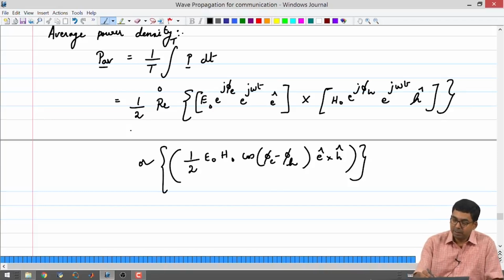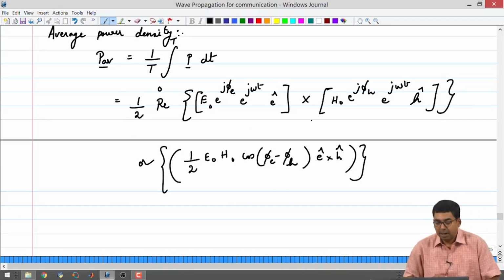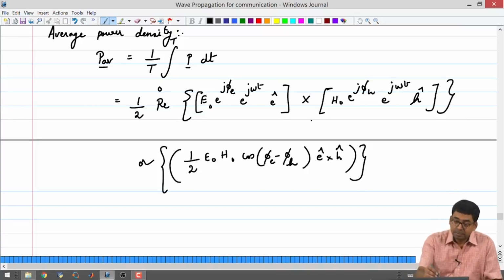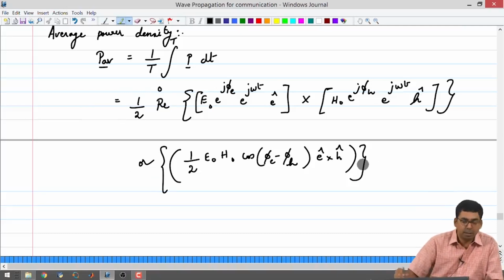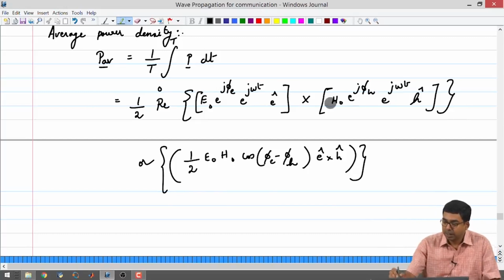Now, if you look at the first expression that I have written, there is a small problem with that expression. This expression is what we already got, so we cannot doubt that. Now, one of the things I notice here is that if I take this cross product, I will never get phi e minus phi h. So, which tells you that there is something else going on.